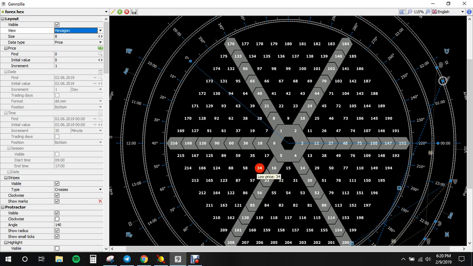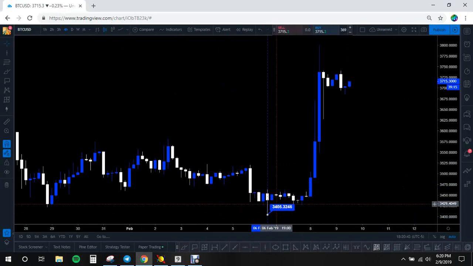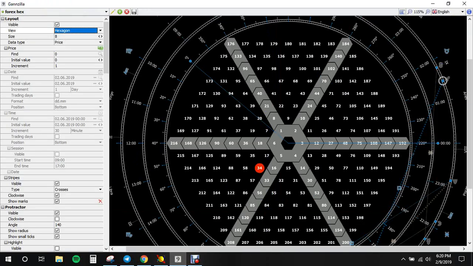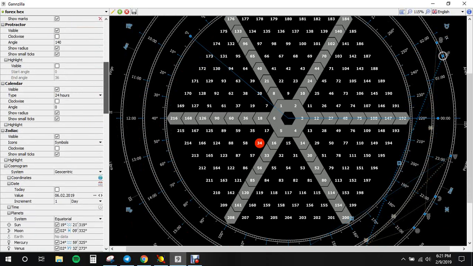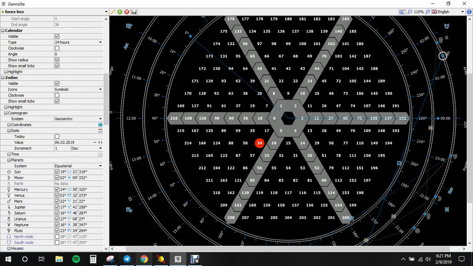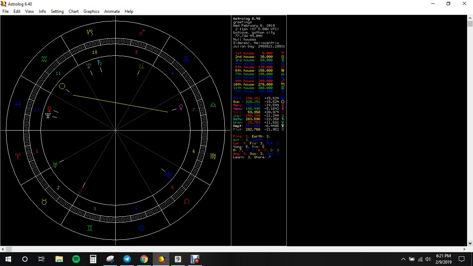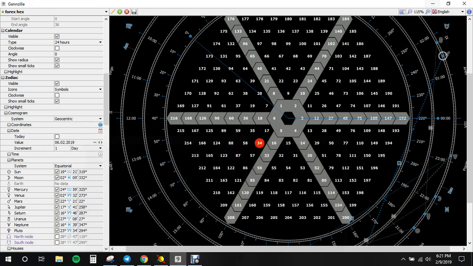But you can see on Bitcoin on this day, February 6th, we had a low of 3,400. So we come into Gannzilla here, and like I said, you can jack these up so it shows 3,400, but then it just gets really awkward to work with. That's the beautiful thing about mathematics and numbers, that they will find harmony. So I'm just working with the number 34 here, and on the 6th of February, in the astrology, we were at 140 degrees.